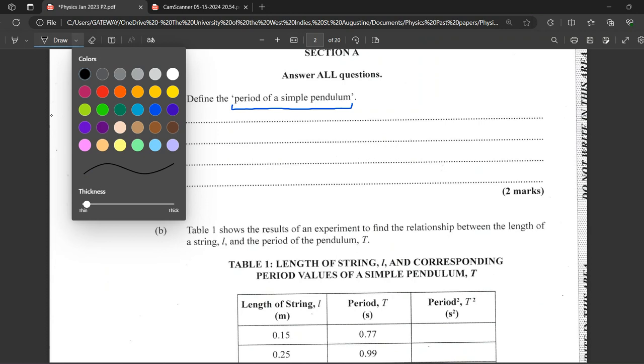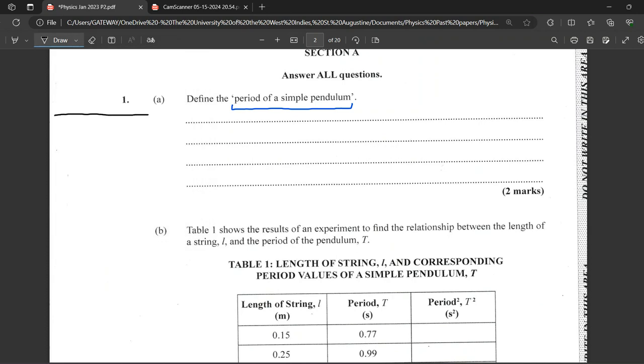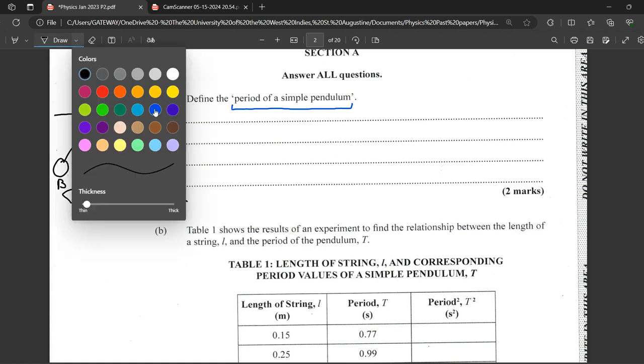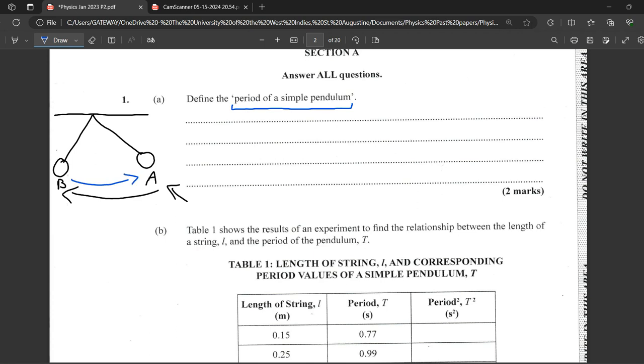So basically, if you have a fixed support over here and you pull the pendulum to this side, and we say this is position A, and then you release it and allow it to swing, it swings to position B over here, and then it comes back to position A. So we can use this little diagram here, with the fixed support up here, to define the period of a simple pendulum.